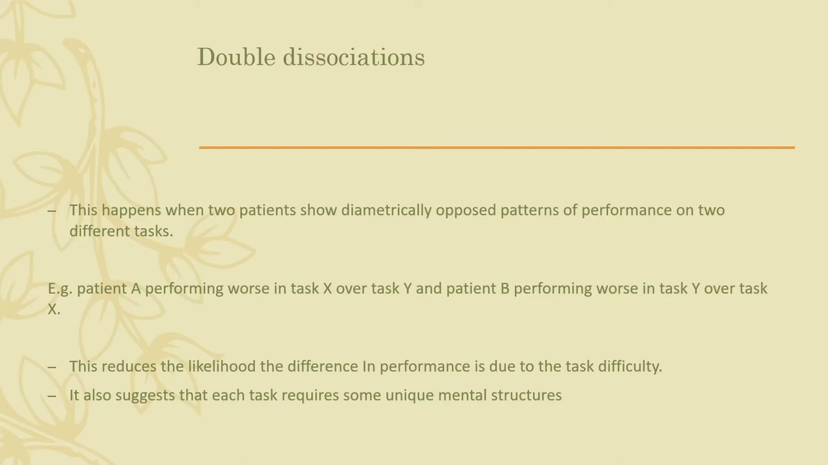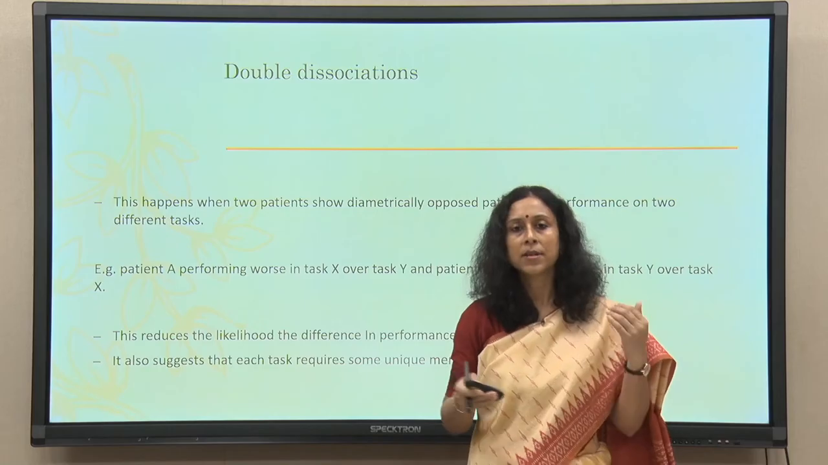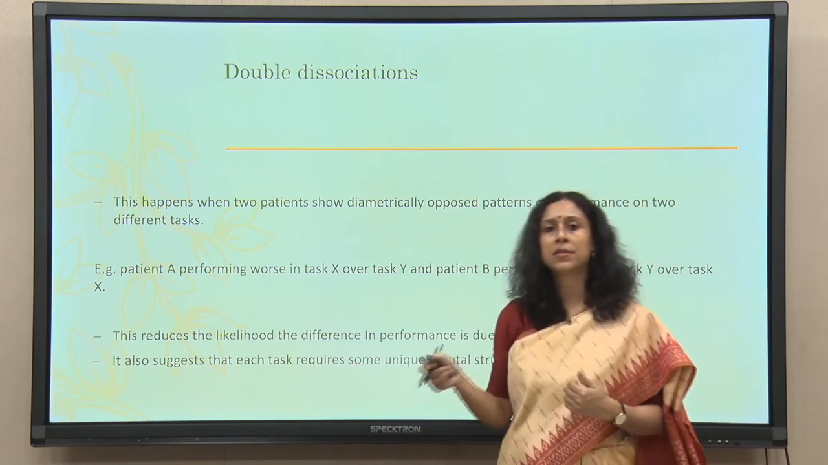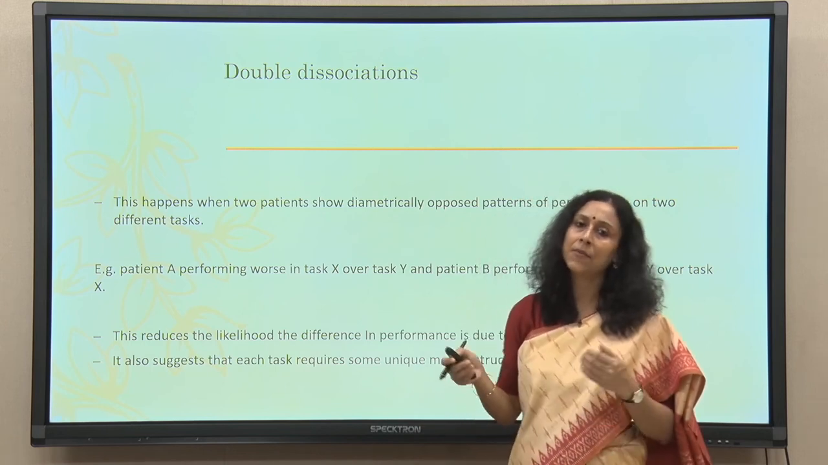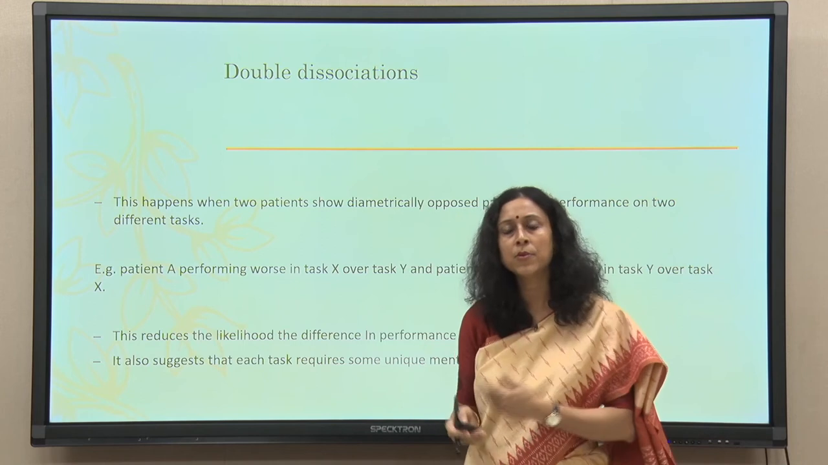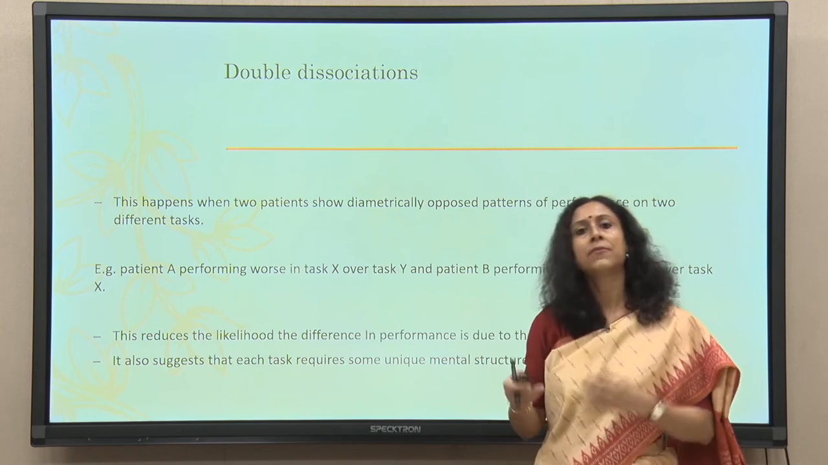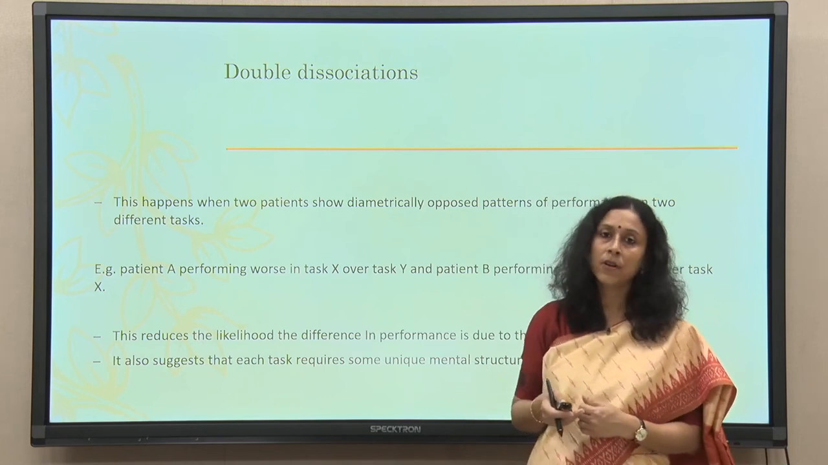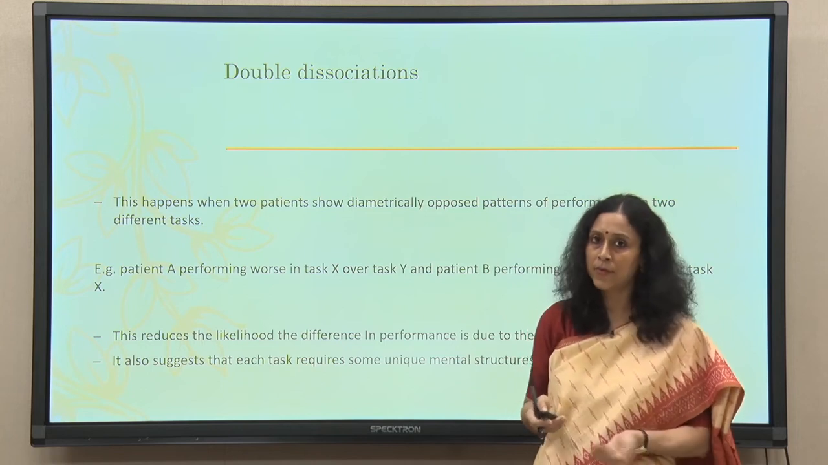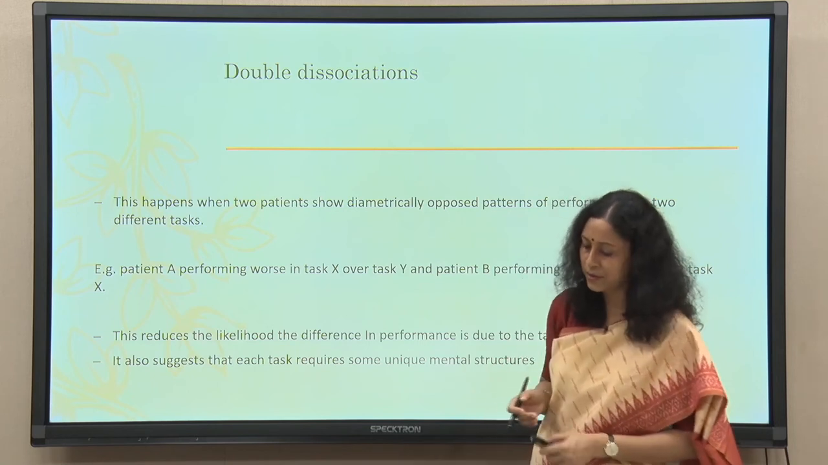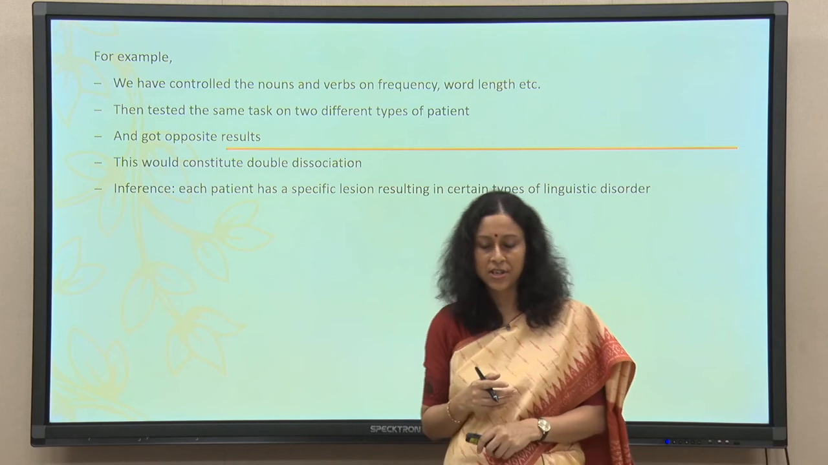Double dissociation happens when there are two patients instead of one, and they have two diametrically opposed patterns of performance on two different tasks. So, there are person 1 and person 2, and tasks A and B. One person does well in noun tasks, another person does well in verb based tasks, and they have two different kinds of brain lesion. Now, you superimpose one on the other and you see that they have different patterns of brain lesion and different patterns of language difficulty. So, this could be a better way of looking at the connection between lesion sites and the resultant language function. This is what is called a double dissociation.